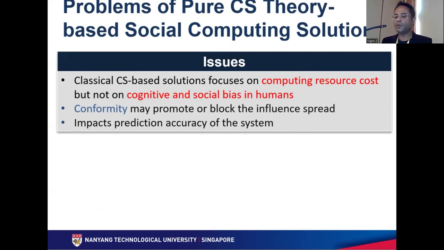For example, conformity is a classic behavior of humans. It has been widely tested and is a very accepted behavior in psychology textbooks. However, we do not consider conformity theories much when we are designing something which involves a group of interacting individuals, very often. But what conformity can do, for example, in the context of influence spread, is promote or block the spread, which has nothing to do with the topology of the network. It is human behavior, so naturally it might impact the prediction accuracy of these systems.